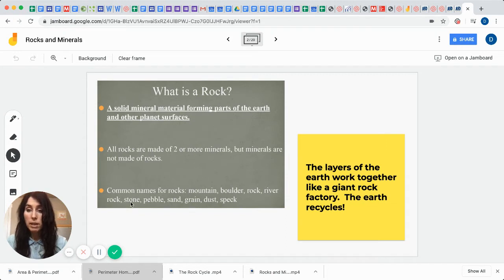These are some names of rocks that we might see. Mountains have rocks. Boulders have rocks. Rivers have lots of little river rocks. We have stones, pebbles, sand, grain, dust, and speck. These are all part of the weathering process of rocks. So we start large and we move to small forms of rocks.